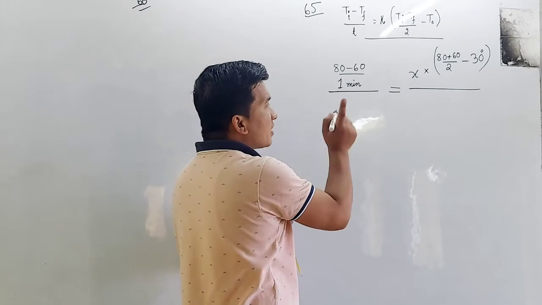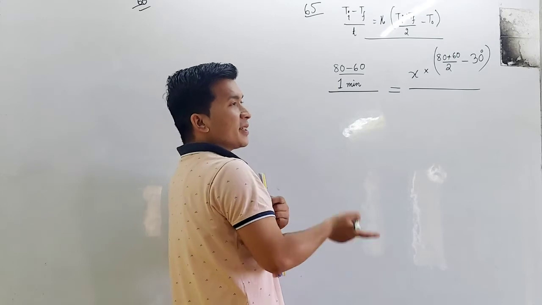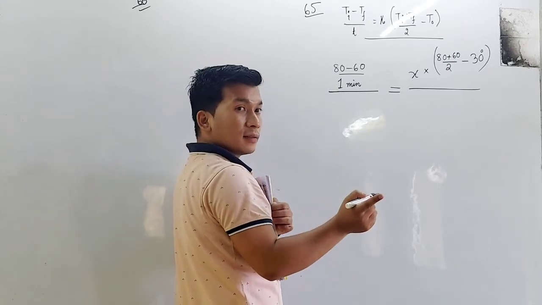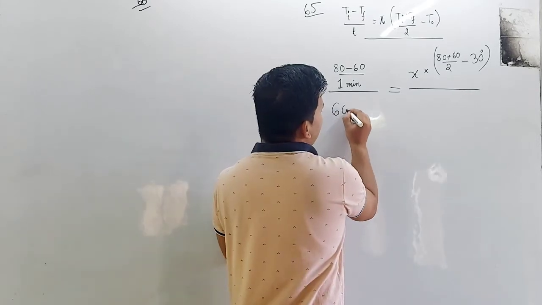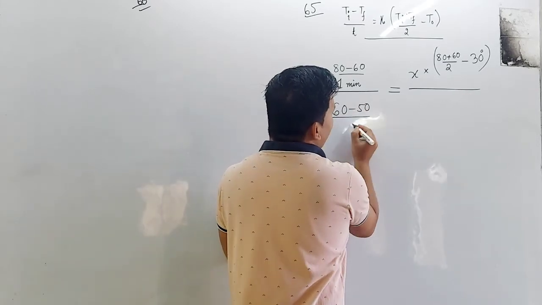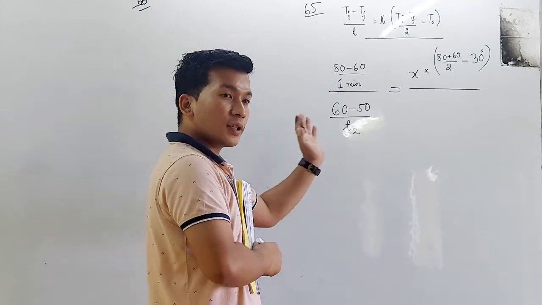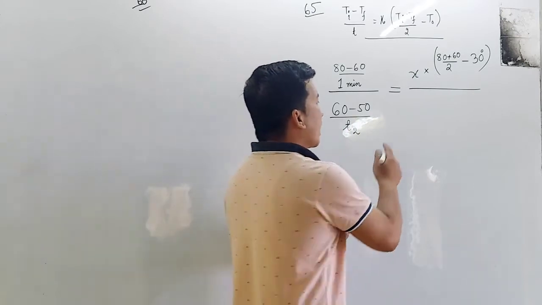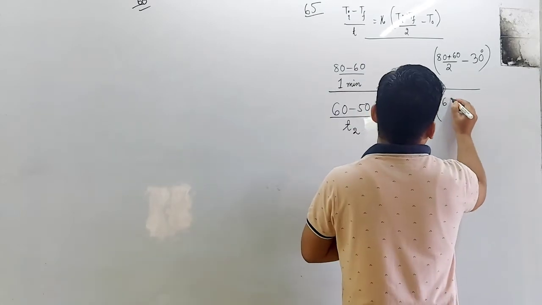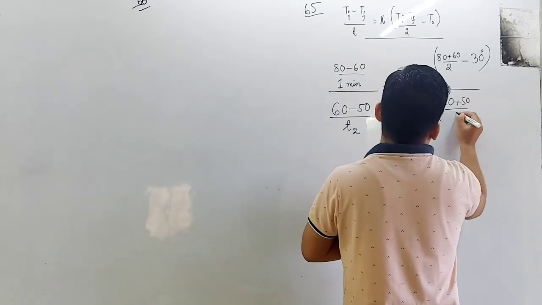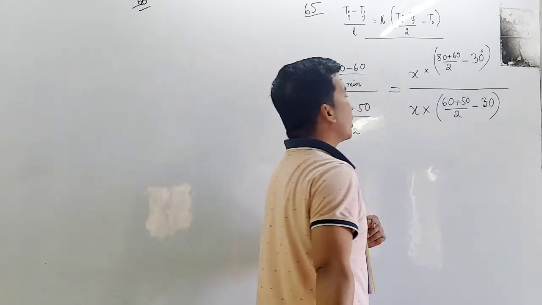Next, what is the next change of the temperature? It will be from 60 degree to 50 degree Celsius, and we have to calculate the time T2. Now for the denominator, for the second case, this is x into (60 plus 50) divided by 2 minus 30 degree. The temperature of the surrounding cannot be changed.